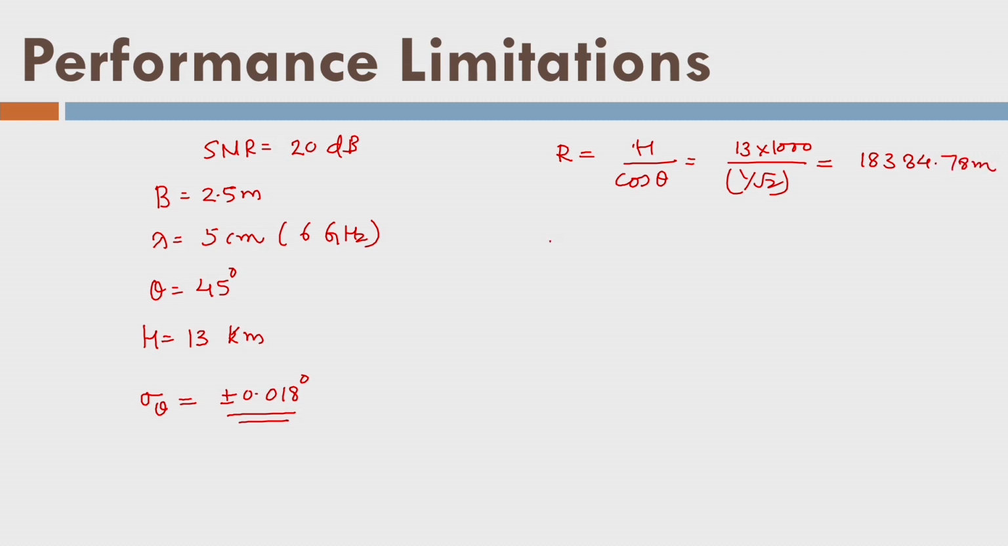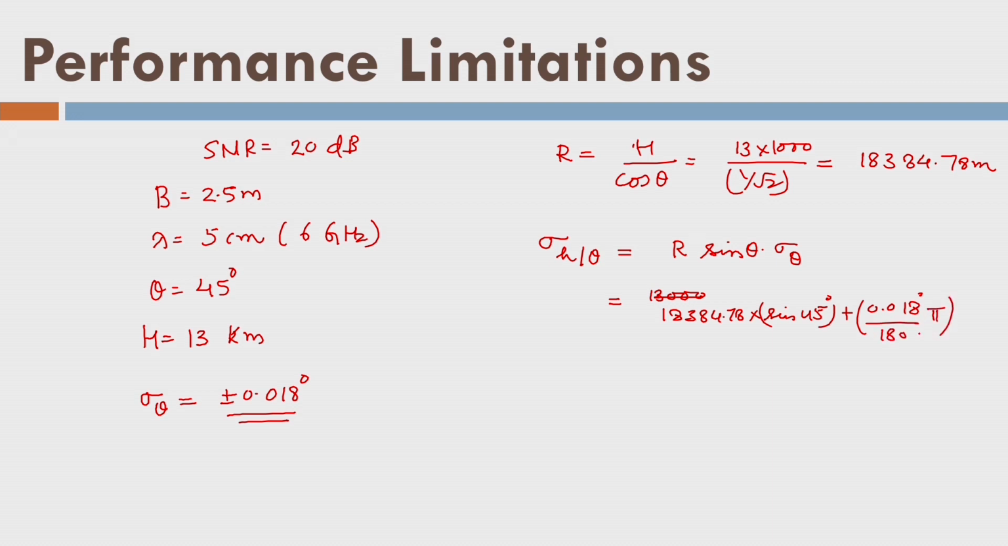18384.78 meter. Let us calculate the error in the height given the value of theta, r sin theta into sigma theta. So here r is 18384.78 into sin 45 into sigma theta, which is in the radian form. I can write 0.018 degrees divided by 180 into pi, in radians. So this is radians. Now I can find out that this value comes out to be 4.08 meter.